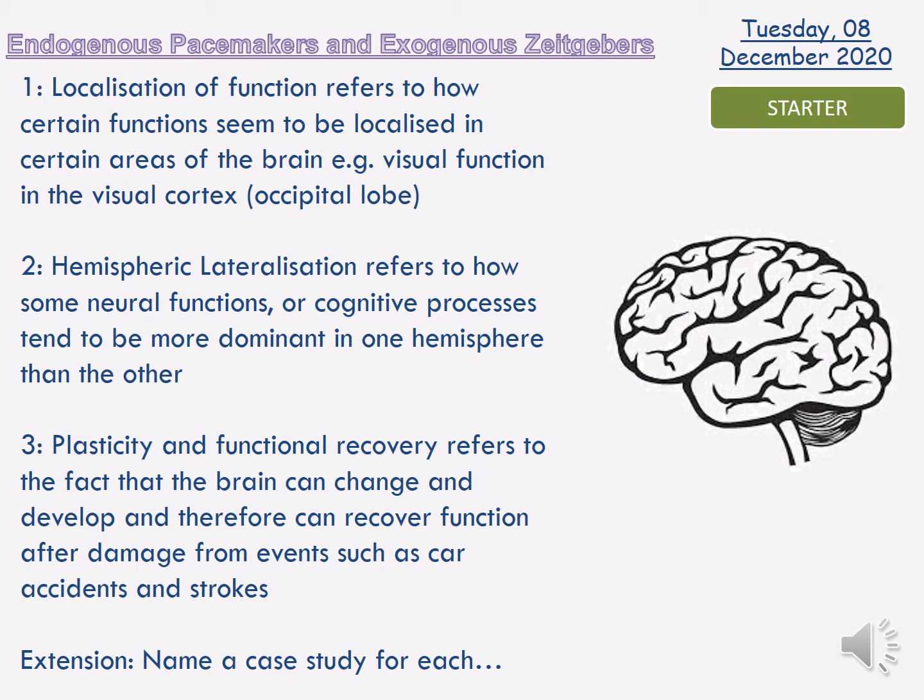And finally, plasticity and functional recovery refers to the fact that the brain can change and develop and therefore can recover function after damage, such as car accidents and strokes. An example of negative plasticity would be phantom limb syndrome. You may have referred to the practical application of neurorehabilitation.